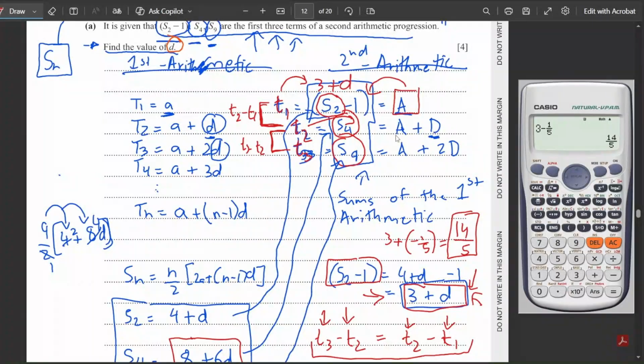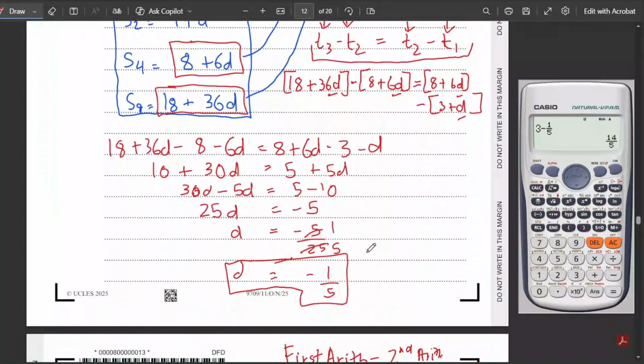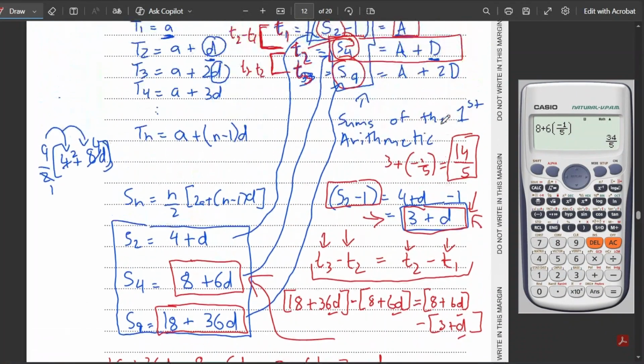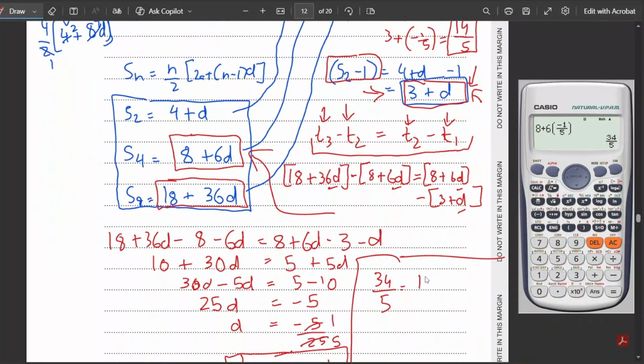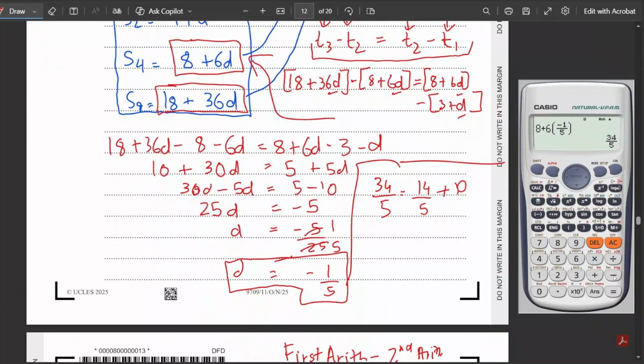Now what's the value for capital D? Let's find that out. So we can use this equation. What is s4? s4 is basically 8 plus 6d. So s4 over here is 8 plus 6d. So I can solve that out: 8 plus 6 times d, d is negative 1 over 5. This is equal to 34 over 5, and this is equal to s4, the second term. So s4 is right over here, the second term. So it's a plus d. A is 14 over 5, 14 over 5 plus d, and I can solve for big D. So 34 over 5 minus 14 over 5. Now this is equal to 4, so capital D is equal to 4.